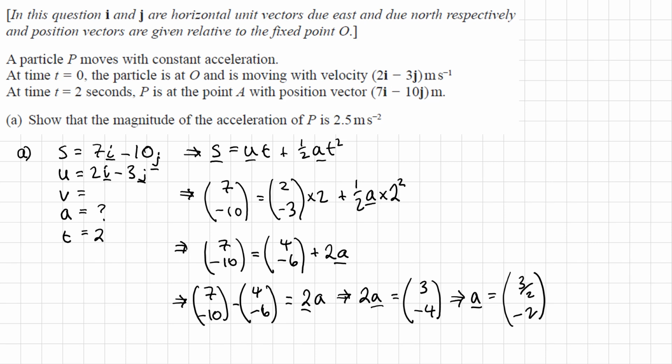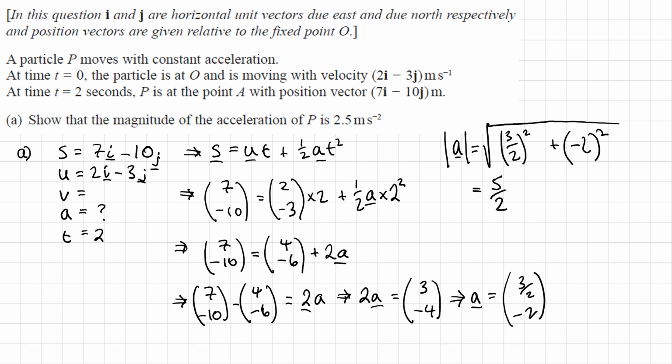So what we're going to do now is to find the magnitude of a. So I'll do it up here, and that just means doing Pythagoras on our 3 over 2 and our negative 2. So let's see what that gives us. And that gives 5 over 2, which is equal to 2.5 meters per second squared as required. So always get to the form that they asked for, and they asked for 2.5 meters per second squared, not 5 over 2.